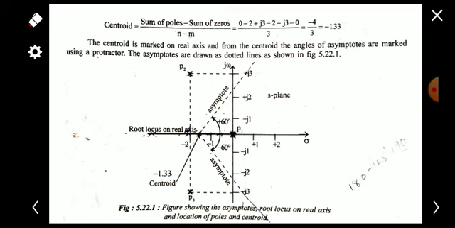So we have marked the centroid here, and also we have done the asymptotes. After that we have to find the breakaway and the break-in points. The breakaway point tells us whether the root locus breaks away from the real axis or not. We have to find that.